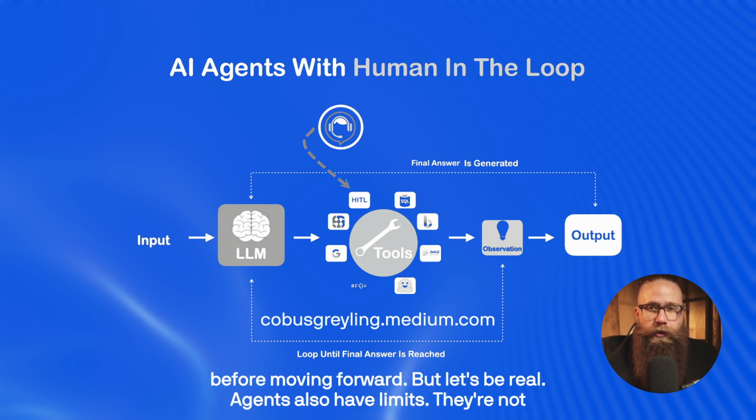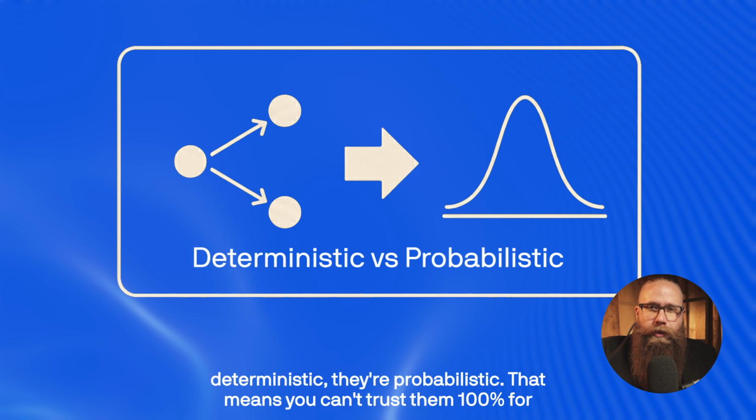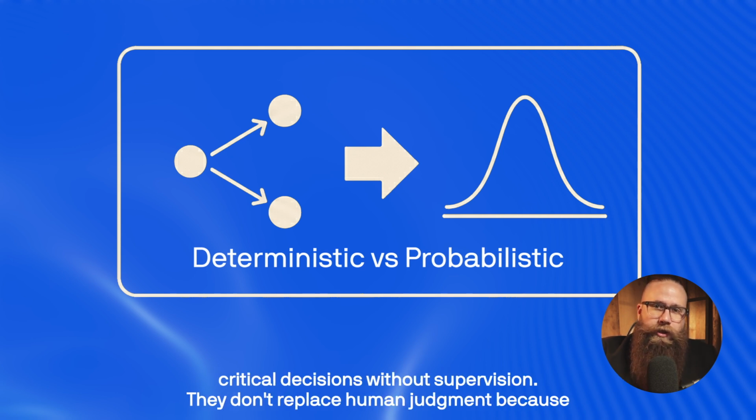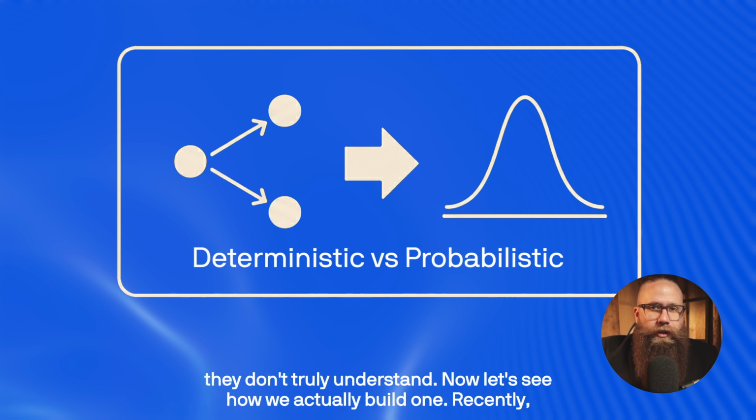But let's be real, agents also have limits. They're not deterministic, they're probabilistic. That means you can't trust them 100% for critical decisions without supervision. They don't replace human judgment because they don't truly understand. Now let's see how we actually build one.